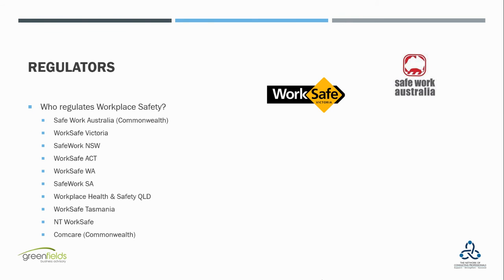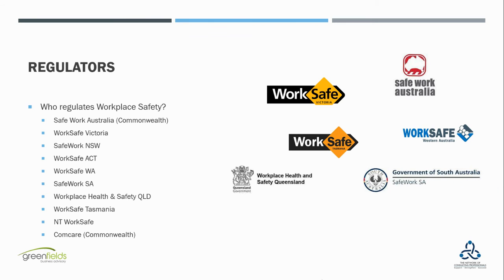So we have acts and laws, and who are the regulators? In each state and territory, we have state-based authorities that regulate and enforce compliance to the obligations. Safe Work Australia is at the Commonwealth level, and also there is Comcare, which is put together to help harmonise the various workplace laws and regulations in each state and territory of Australia.